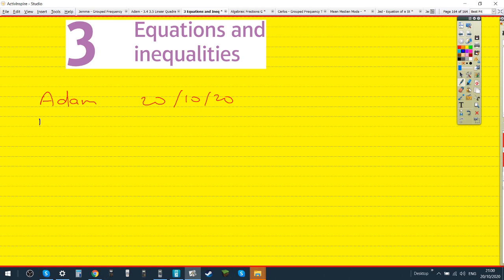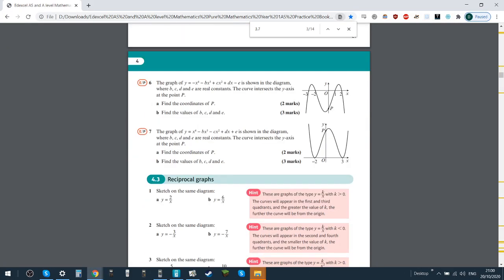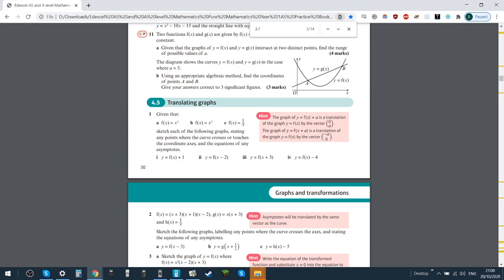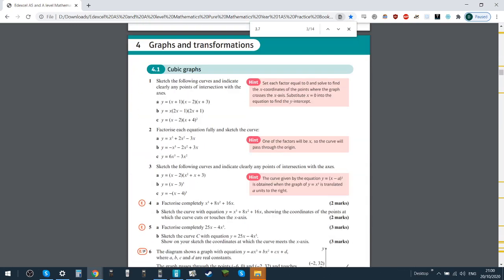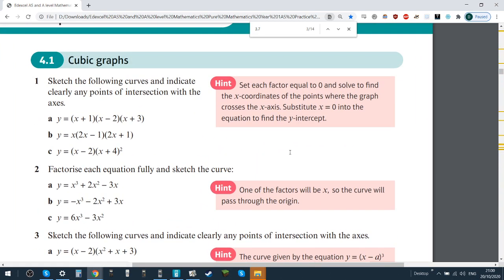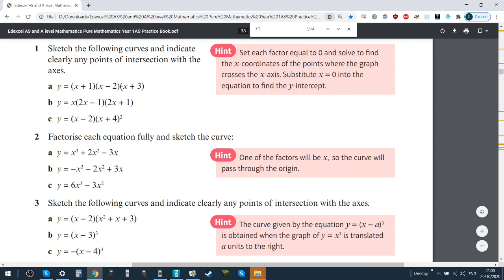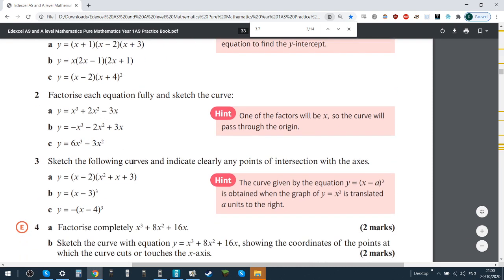What's the first topic of the next chapter? Let's see. Chapter 4. Wow, I went fast. It's graphs and transformations. It starts off with cubic graphs. We were doing lots of quadratic stuff, and now we've got cubics, which are three brackets or x cubed, basically.